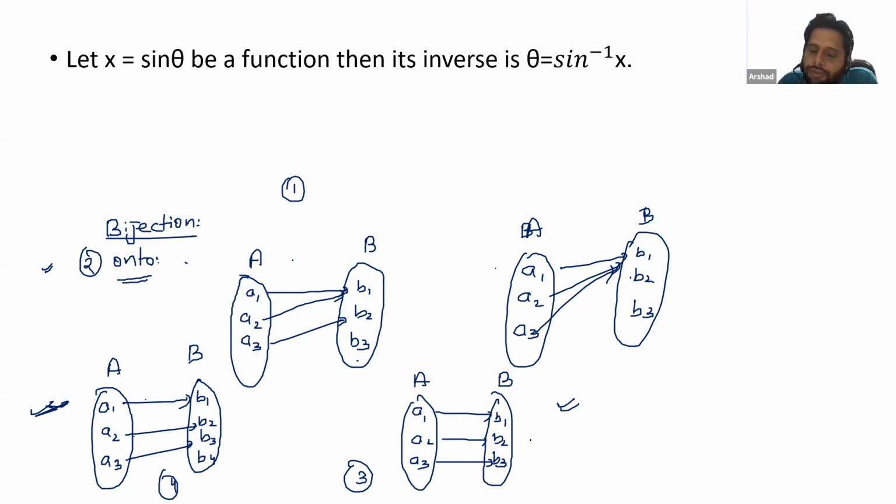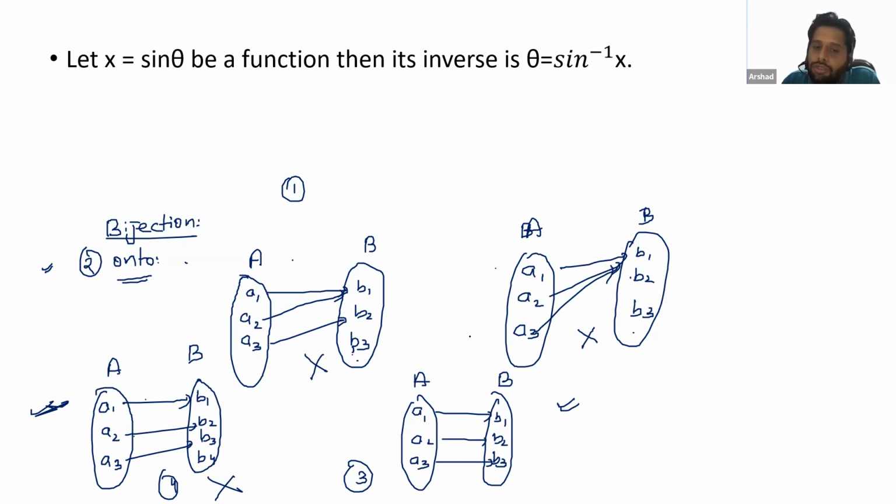So if you check here, all the elements have their pre-image. Similarly, if you check here in B, then B4 does not have its pre-image, so this is not onto. If you check here, B3 does not have its pre-image, not onto. B3 does not have its pre-image, not onto. So what is onto? When all the elements here have their pre-images.